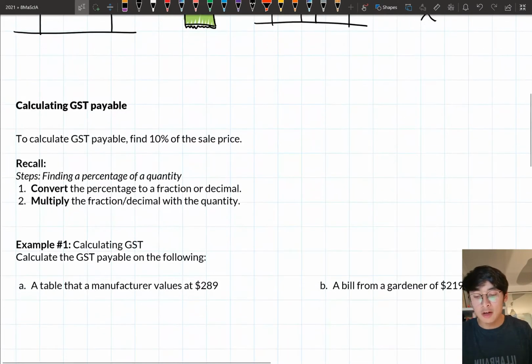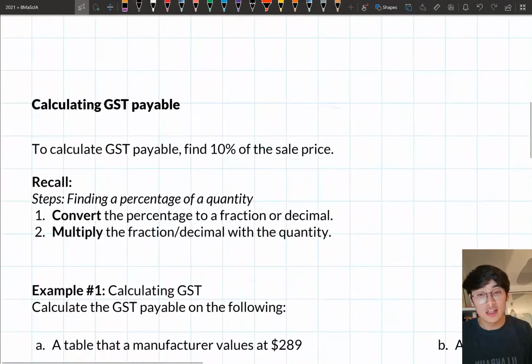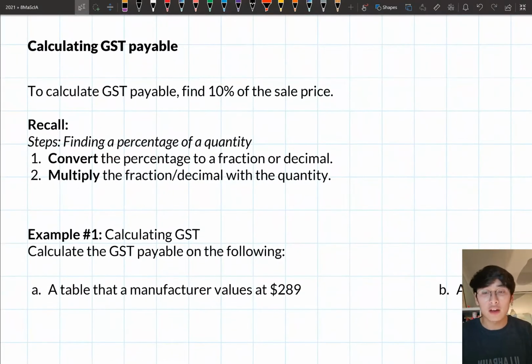So here, we're going to first start off with calculating GST payable. To calculate the GST payable, we want to find 10% of the sale price. And so what this is actually doing is we are finding a percentage of a quantity. A couple of lessons ago, we actually did that. And there were two steps that we followed. So firstly, this was the optional step that you can do.